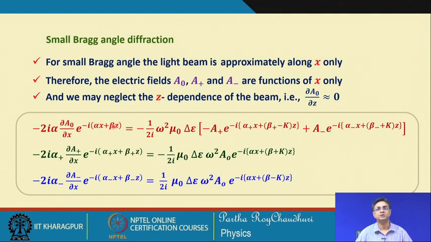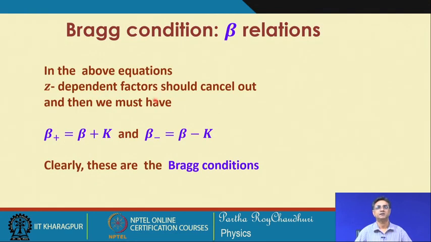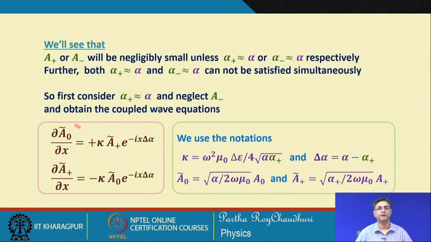The quantity attached to beta, that is e to the power of i beta z and e to the power of i (beta plus minus k) z, must cancel each other. That gives you the condition that beta plus must be equal to beta plus k, and beta minus must be equal to beta minus k. So, clearly these are the Bragg conditions for coupling of light.